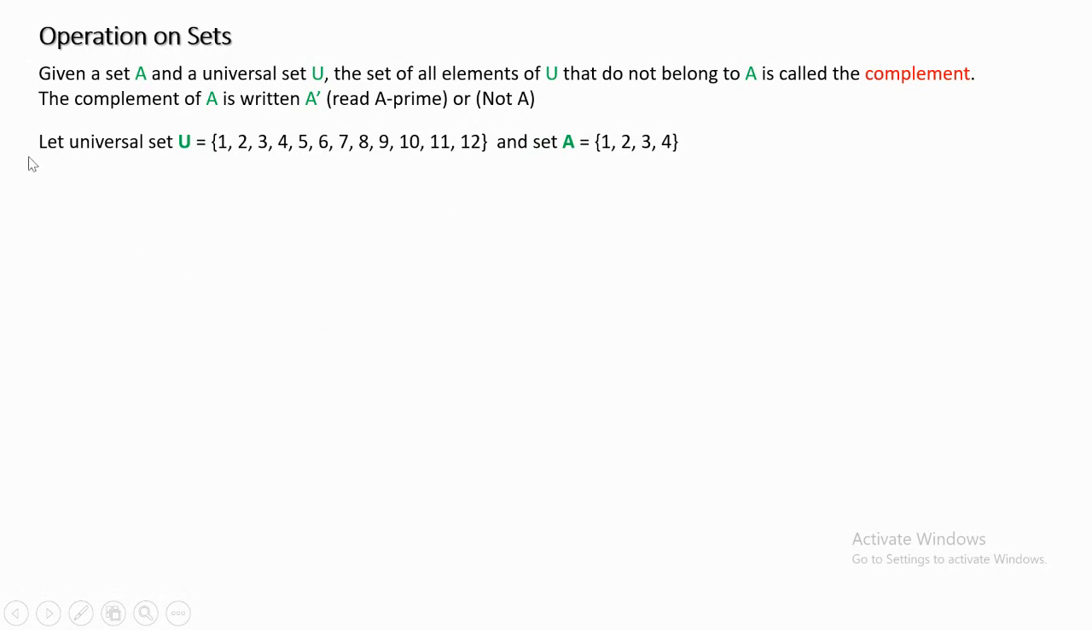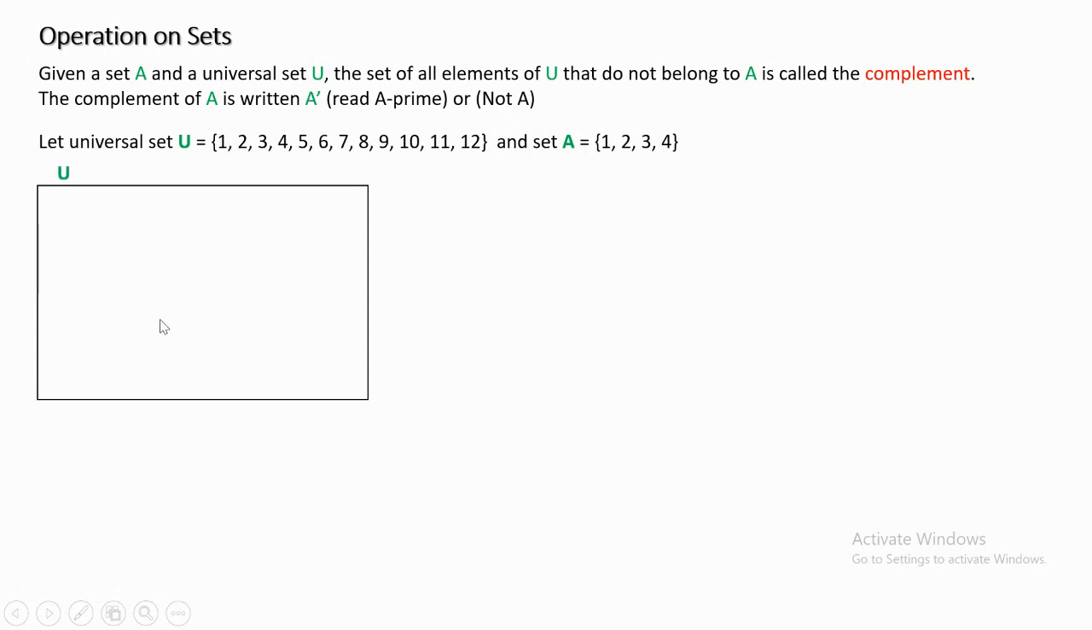So for example, the universal set U would be 1, 2, 3, 4, 5, 6, 7, 8, 9, 10, 11, 12, and set A is 1, 2, 3, 4. So here's how you do it in a Venn diagram. This is U, and this is A. Then this means the complement of A, or not A. Everything not in the set A is considered not A.